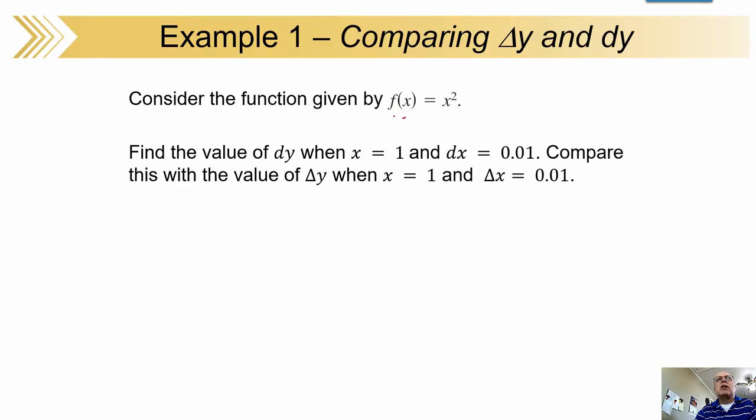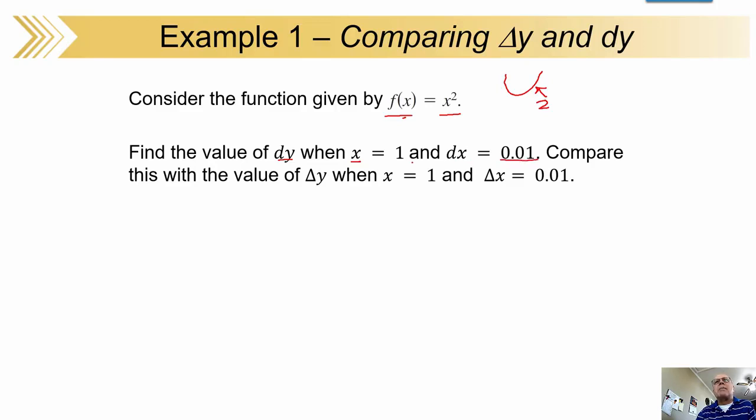Here's your function, x squared. You know that's a parabola, and because it's positive here, you know it opens upward. If you didn't know that, you could take a second derivative, and that second derivative would be 2, which means it opens upward. How about that? We're putting everything together. Now it says find the value of dy when x equals 1 and dx equals 0.01.